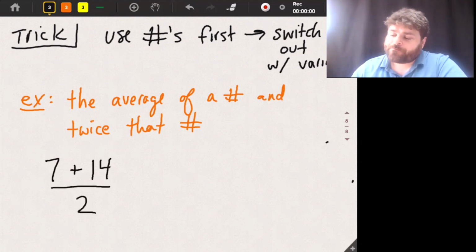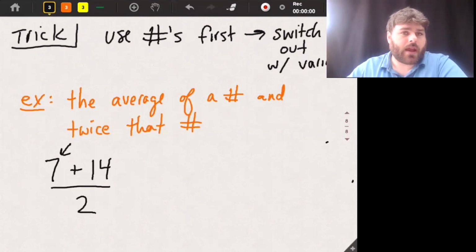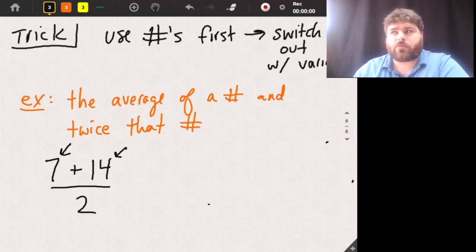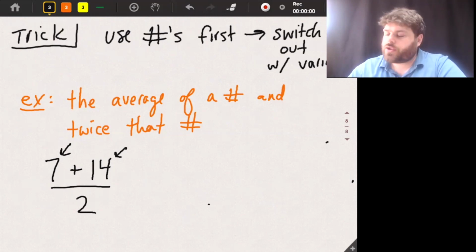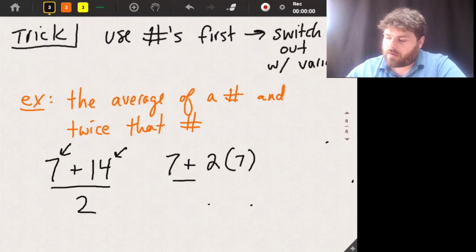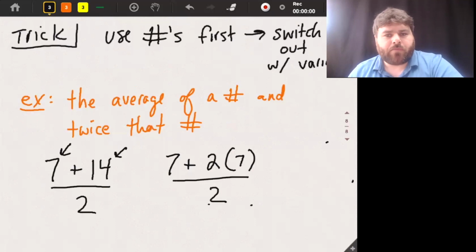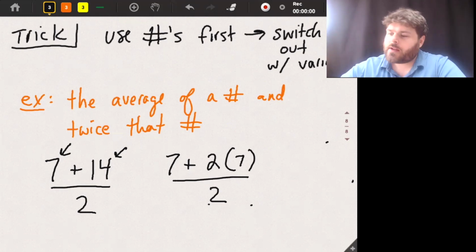Now let's think about this. I picked the 7 at random. You can pick any number. Where did the 14 actually come from, though? If it's twice a number, I actually did some math there. So I want to write it out not as just a 14, but as the math I did. Instead of writing 7 plus 14 over 2, I actually want to write 7 plus 2 times 7, and then cut it in half. Remember, I'm dividing by 2. If you remember averages, I add up 2 numbers, so you divide by 2. That's why we have a 2 on the bottom. But you see how I wanted to write, instead of 14, what math I did.